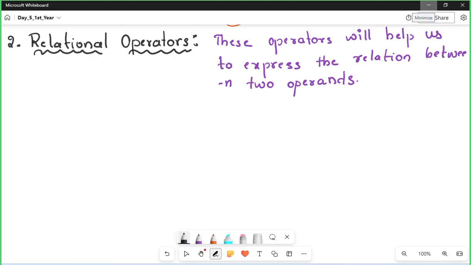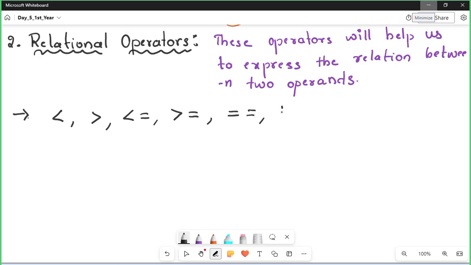Now, how many types do we have? We have less than, greater than, less than or equal to, greater than or equal to, equal to, and not equal to. These are the 6 relational operators that we have in the C language.